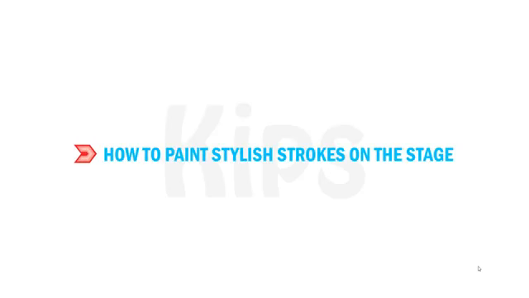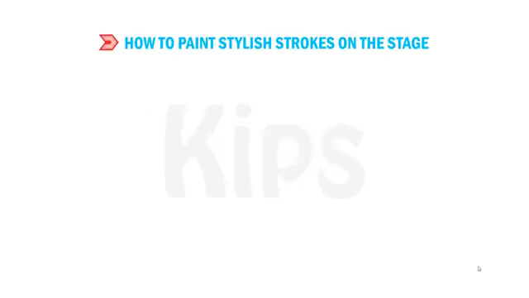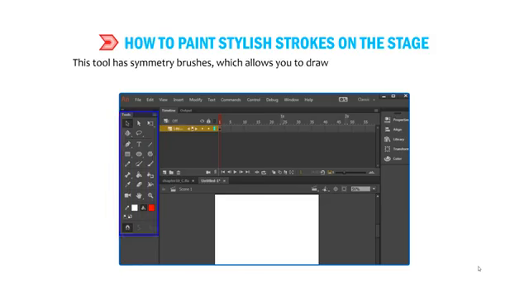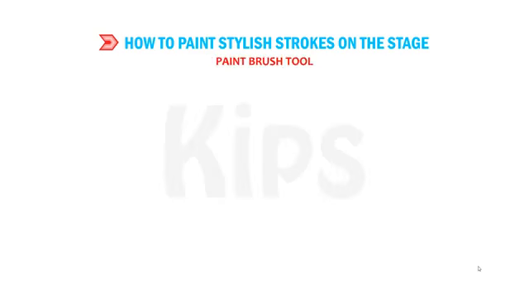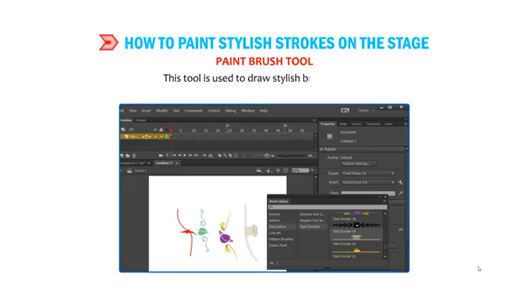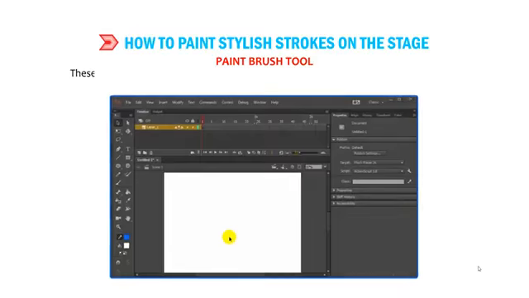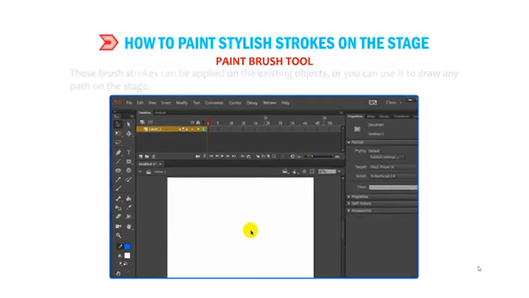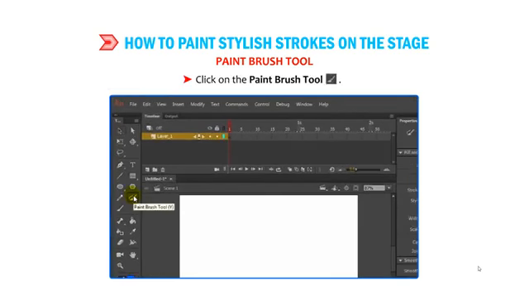How to paint stylish strokes on the stage. Animate CC provides you a new tool that enables you to get creative. This tool has symmetry brushes, which allows you to draw cool, symmetrical, interesting textures, patterns and drawings. Paint Brush tool. This tool is used to draw stylish brush strokes. These brush strokes can be applied on the existing objects, or you can use it to draw any path on the stage.